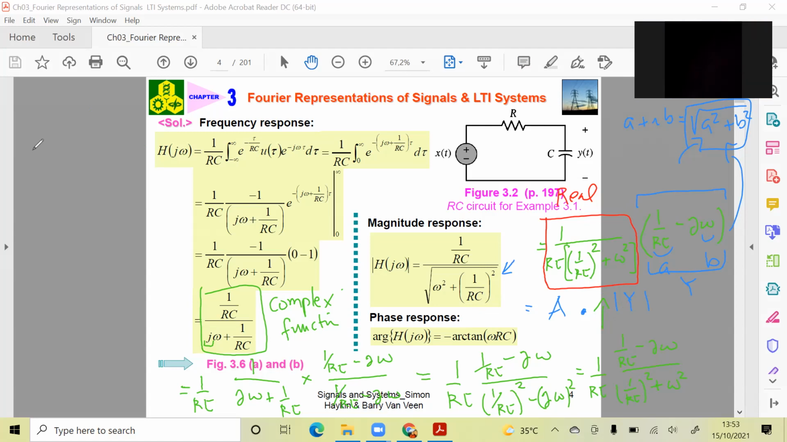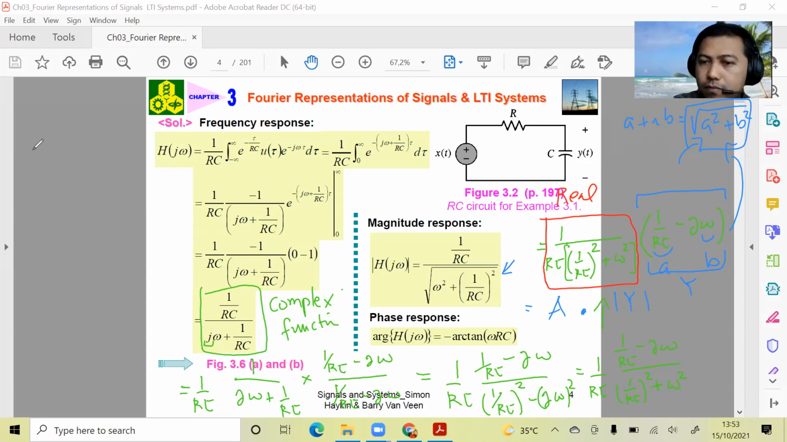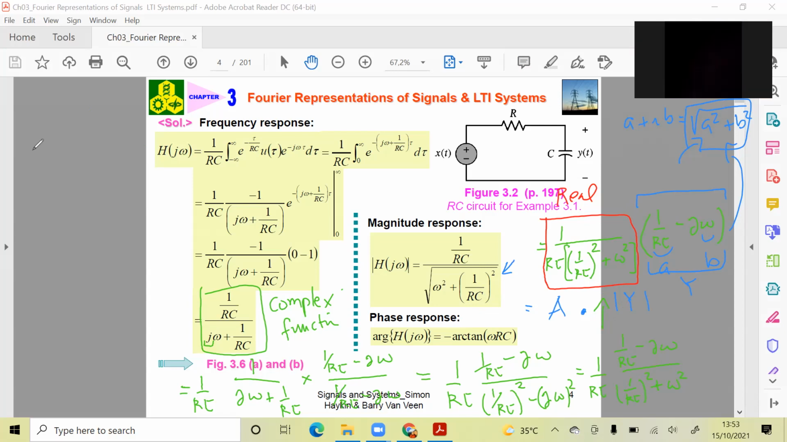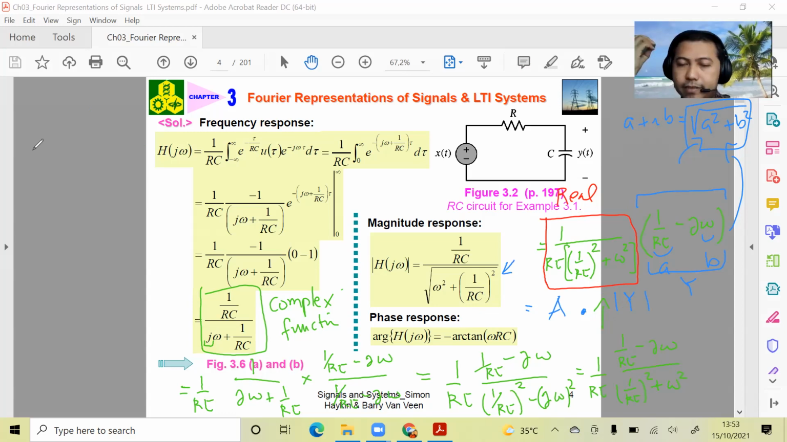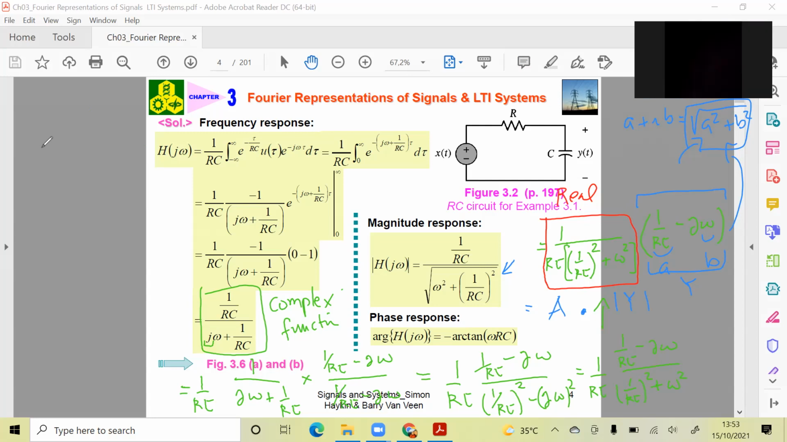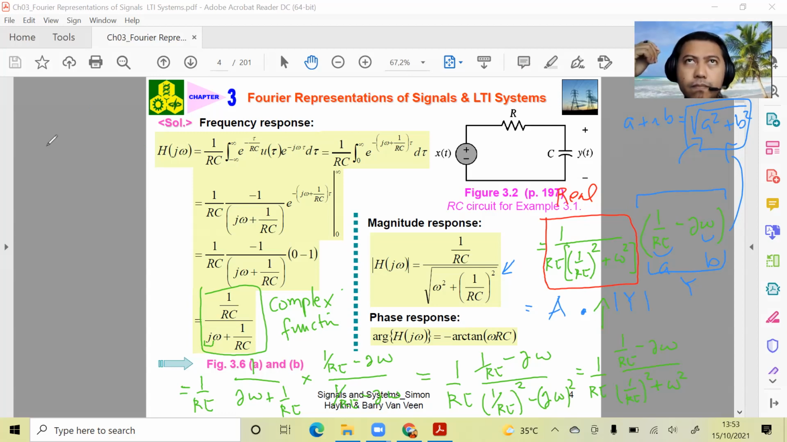So it's just like finding the magnitude of a complex number. Yes, the magnitude of the complex number. And the first, it's also like finding the argument of a complex number, finding the angle. Yes, the angle. Oh, okay, sir. And also, sir, what does the magnitude represent again?